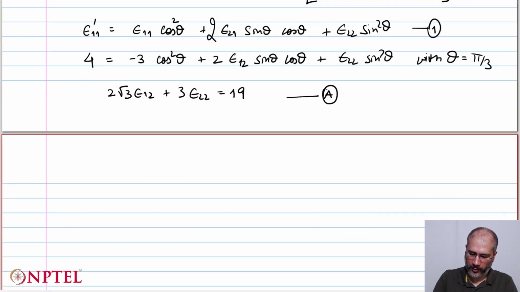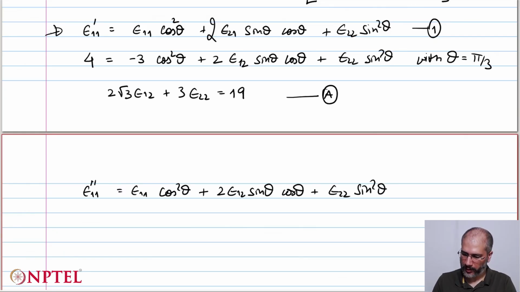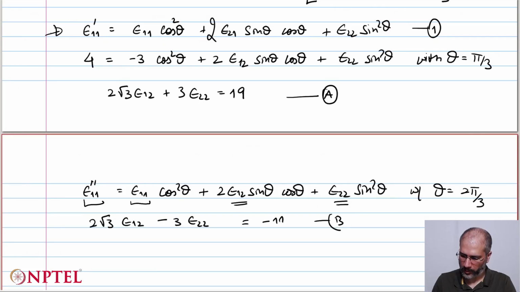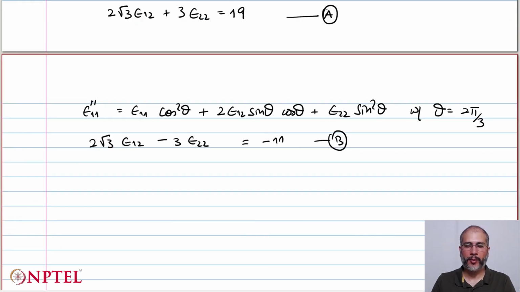Right. So now if I look at equation 1 here, I can also write epsilon 1 1 double prime, and this time my theta is equal to 120 degrees. That's 2 pi by 3. So again, epsilon 1 1 double prime is given to us. That's a longitudinal strain. Epsilon 1 1 is given to us and theta is given to us. So when we substitute the values, we get another equation in epsilon 1 2 and epsilon 2 2 like this, and this we'll call B. So now we have to solve A and B.